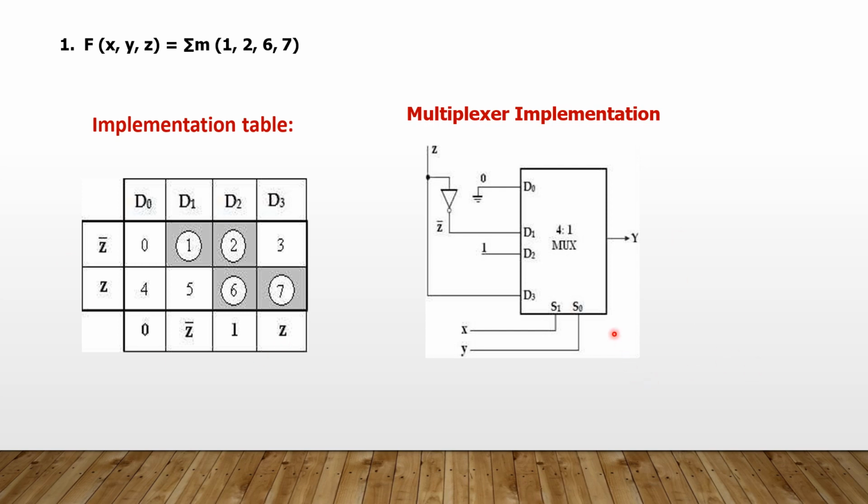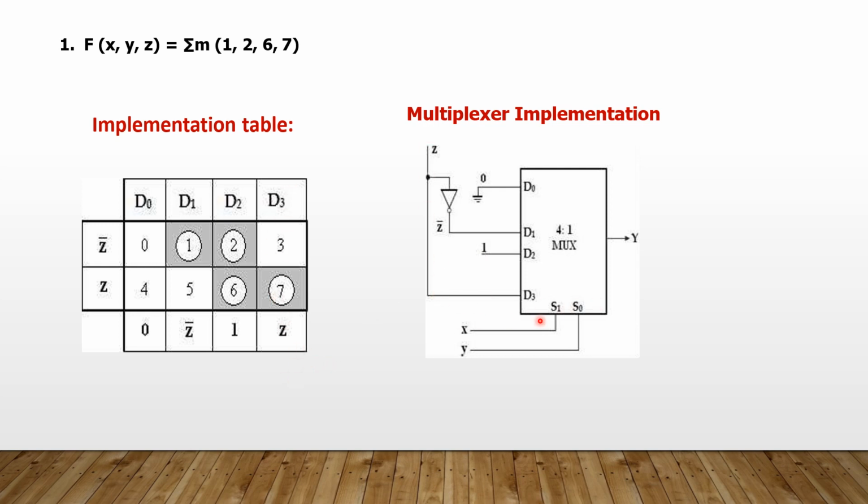Now I can just implement using multiplexer. Since we are going to use 4 into 1 multiplexer, D0, D1, D2, D3, two selection lines S1, S0, and the remaining variables are X and Y. Why? Because already I considered the last variable Z for the implementation table. So what is D0? D0 is equal to 0, so that has to be grounded. And then D1 is equal to Z bar, so D1 has to be connected to Z bar. D2 is equal to 1, so that can be connected to 1 or to the plus 5 volt, both are same. And D3 is equal to Z.